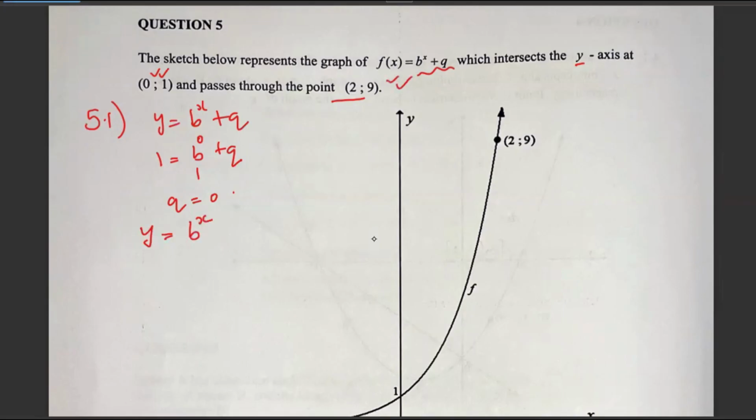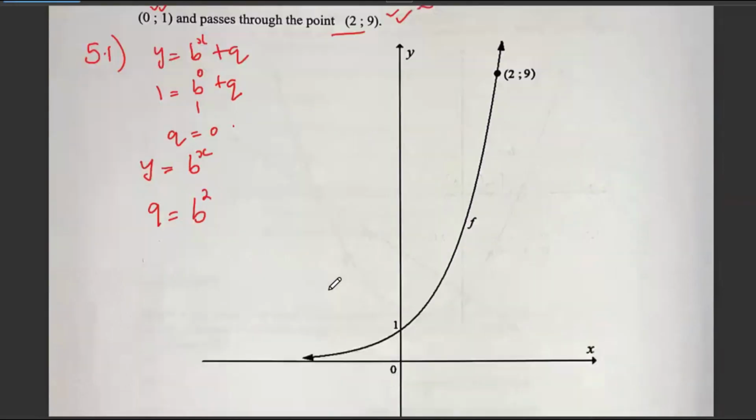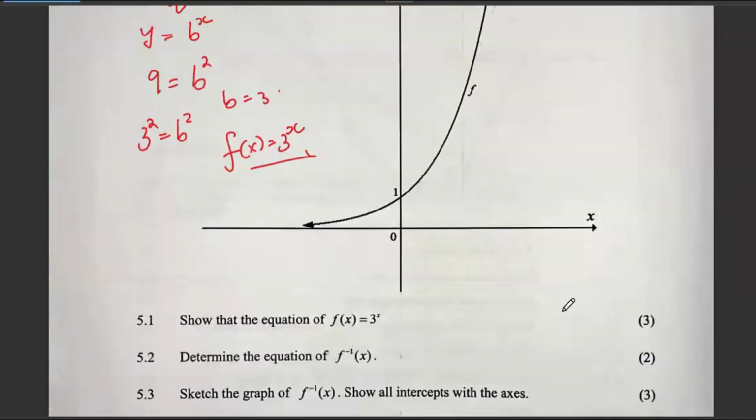Let's use this point also. So whenever we have 2 unknowns, you must make use of 2 points, okay? So where there's y, I'll replace with a 9. Where there's x, I'll replace with a 2. Let's express 9 with an exponent of 2. So it's going to be 3 squared is equal to b squared, meaning that our b is 3. So meaning that our f of x is just 3 to the x for the 3 marks.